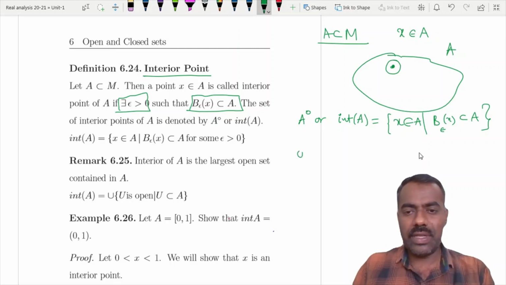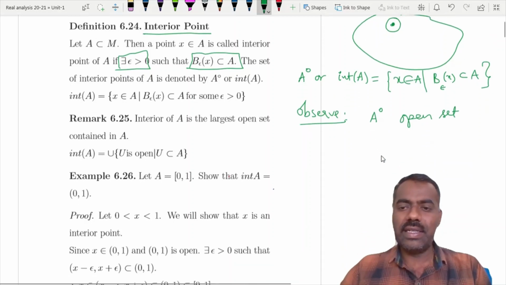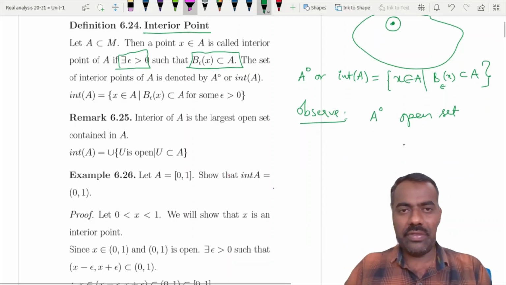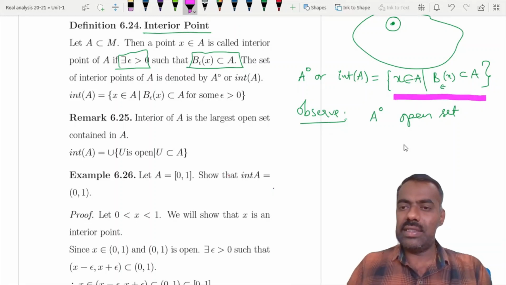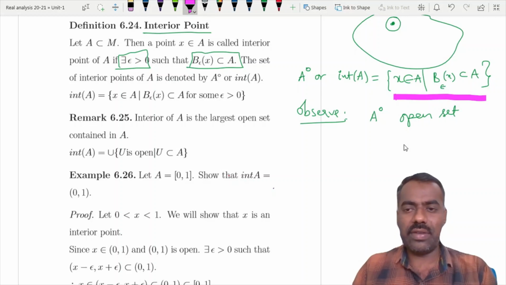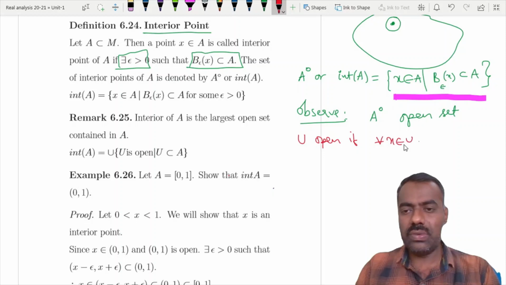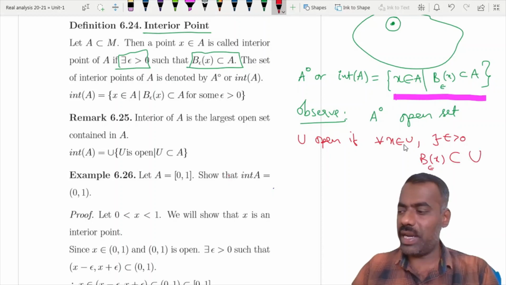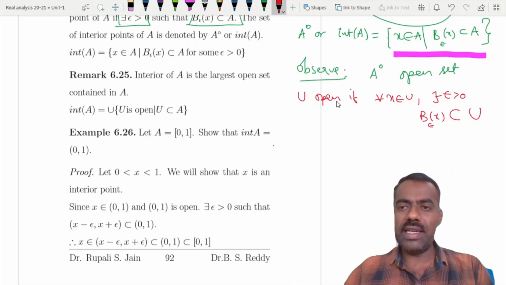First of all, one thing we can observe is that this interior of A is clearly an open set. Why is this an open set? Because of the way we have defined it, every point X in it has some ball around it. So that itself says that it is an open set. Because if you recall, U is open if for every X in U there exists some epsilon greater than 0 such that B(X, epsilon) is contained in U, right? So clearly the interior of A satisfies this condition, and hence it is an open set.